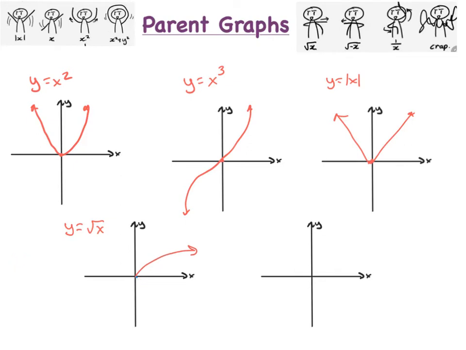Okay, the last graph probably is the one that you're the least familiar with if you have not yet had pre-calculus or college level algebra, and it's y equals 1 over x. Now, y equals 1 over x has an important domain restriction.